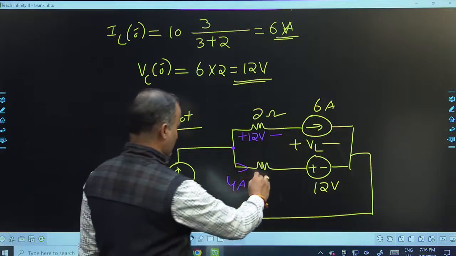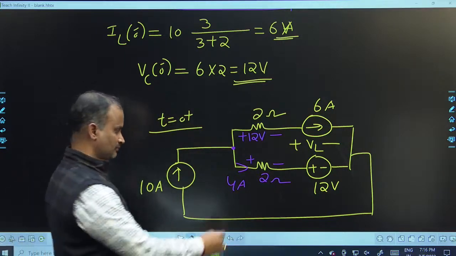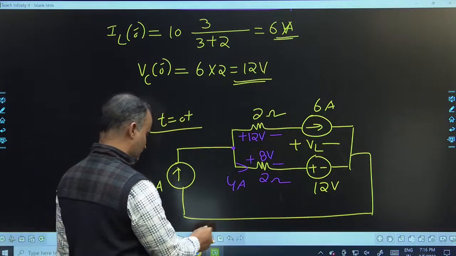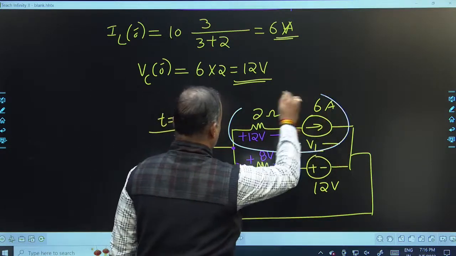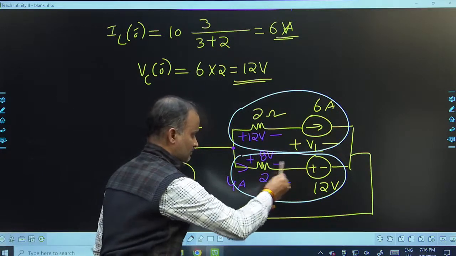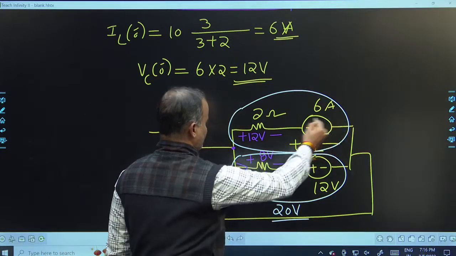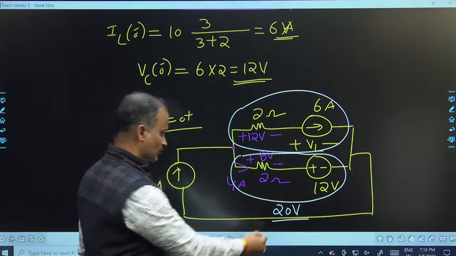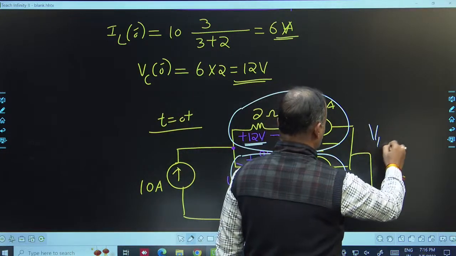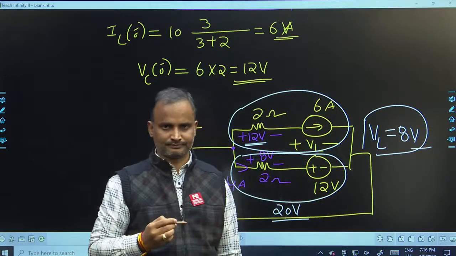The resistance of this branch is 2 ohms. Wherever the current is entering, that is positive, and the other side is negative. Now 4 into 2, the voltage will be 8 volts. In the parallel circuit, the voltage of this entire branch is the same; plus and minus means addition, so the total voltage is 12 plus 8, which is 20. The same voltage is present for this branch also. Total voltage 20, this one is 12, and the requirement is VL. Simplifying together, VL is equal to 8 volts. VL equal to 8 volts. Okay.